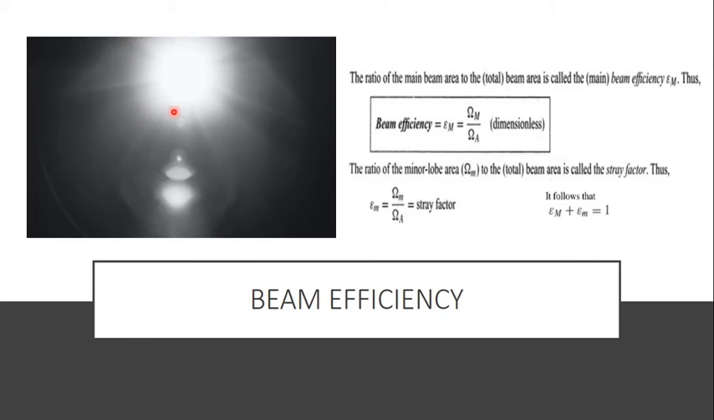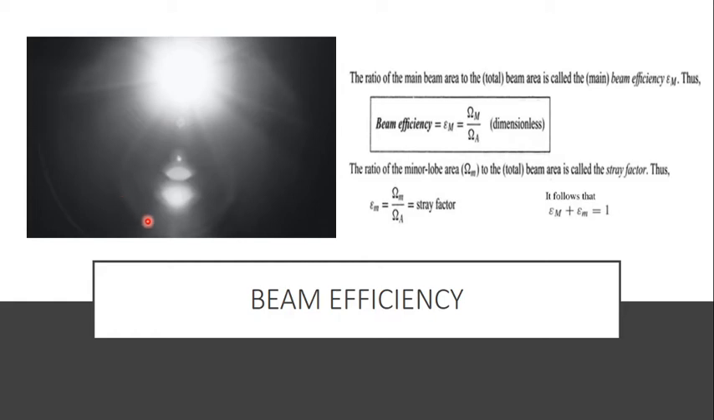So this will tell us how efficient the antenna or the device is in transmitting a beam in one particular direction or one particular main area. So the ratio of main beam area to the total beam area is called the main beam efficiency. So we consider an antenna. For example, let this be the antenna. So this will contain the maximum beam in one direction and in other directions we will have small beams.